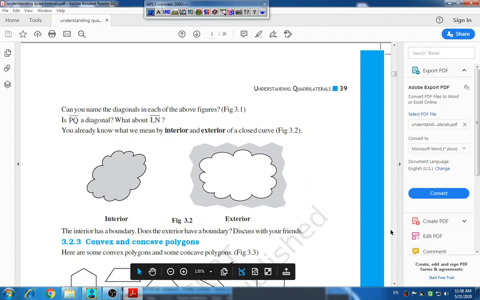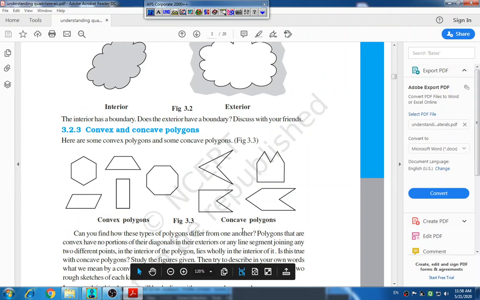From that, we are now going to study how we can observe convex and concave polygons. Here are some convex polygons and some concave polygons. Look here at the difference. All convex polygons have a particular number of vertices and sides. But what about a concave polygon? The figure turns inward. So here we can see they have a reflex angle also. Look here, this side, this side, this side. So these are known as concave polygons.